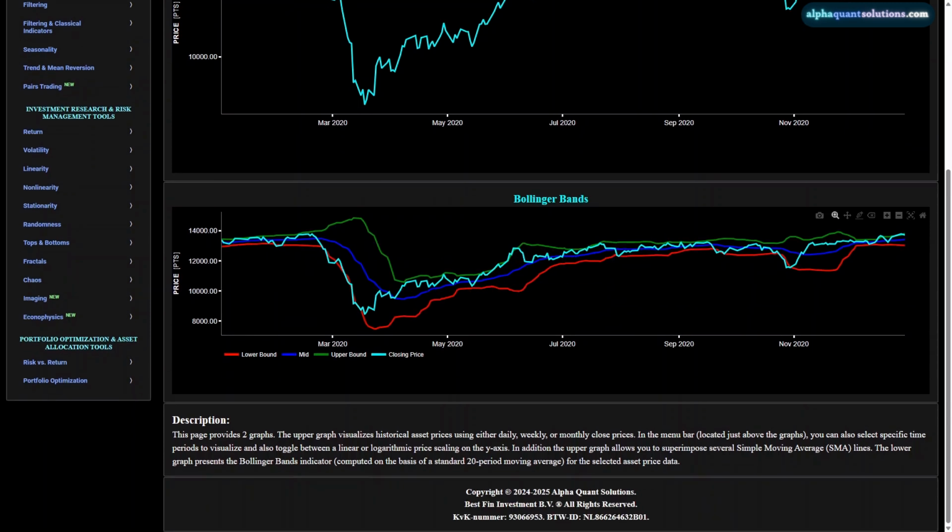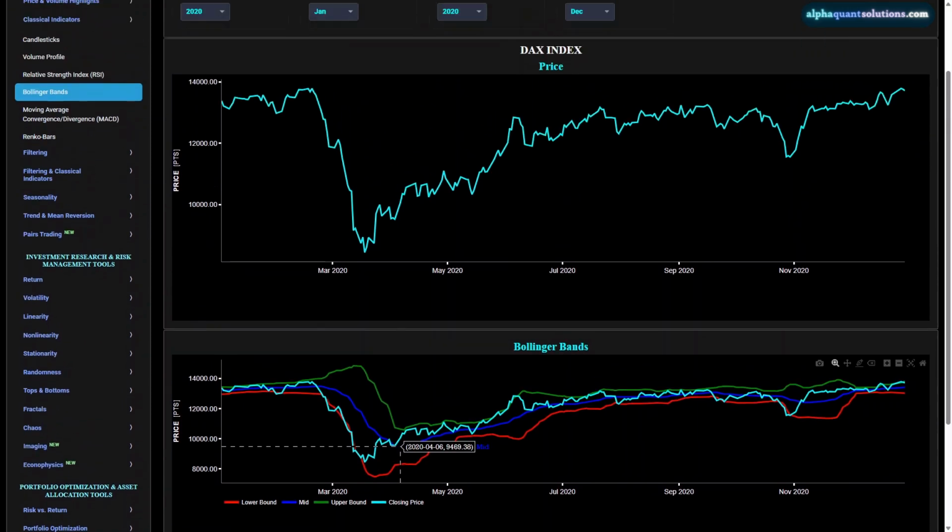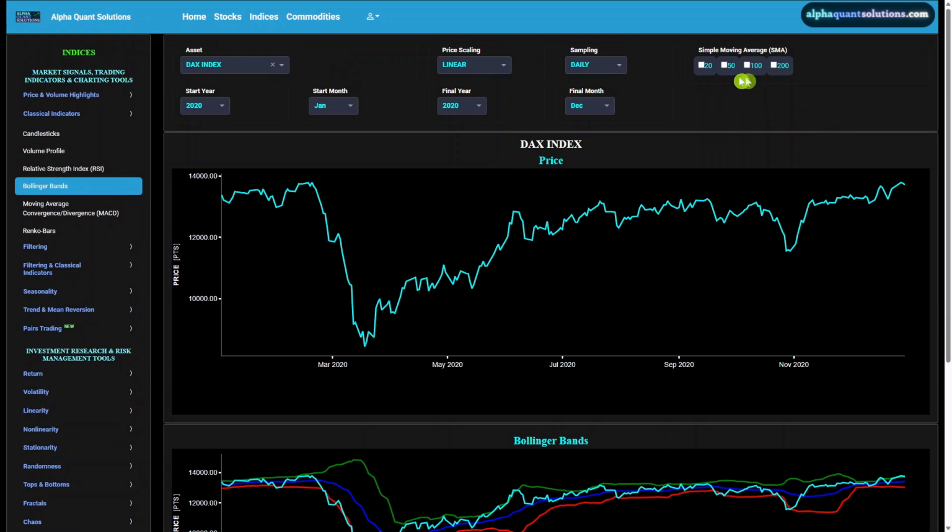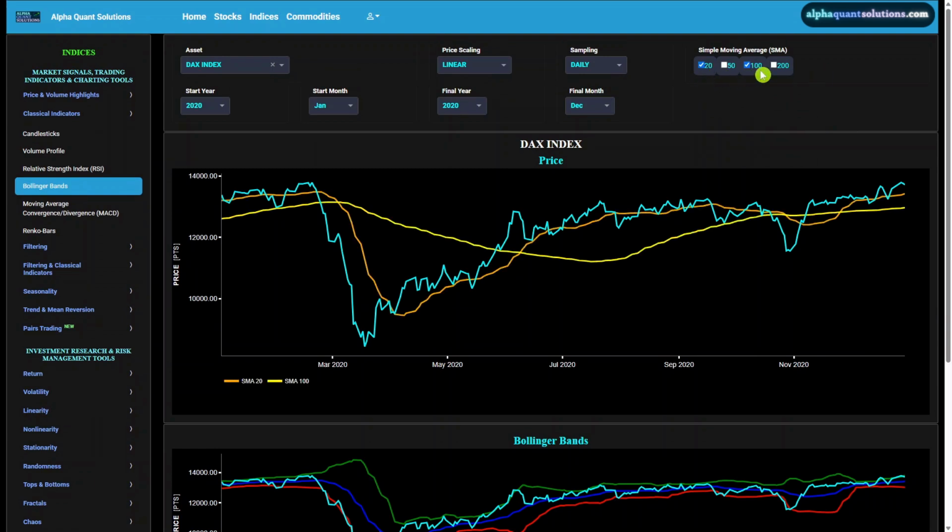So the Bollinger Bands also help indicate or identify periods of overbought or oversold conditions, but it's also a measure of price volatility. Another thing that I wanted to show you is, again, you can superimpose here simple moving averages. The four that we have are the 20 days, 50 days, 100 and 200 days.